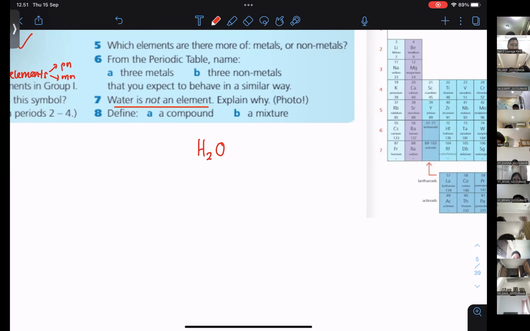Then define a compound and define a mixture. What is a compound? What is a mixture? A compound is a combination of elements, and they are bonded together chemically. A mixture, on the other hand, is where you mix elements, and they are not bonded chemically. They can be separated easily.